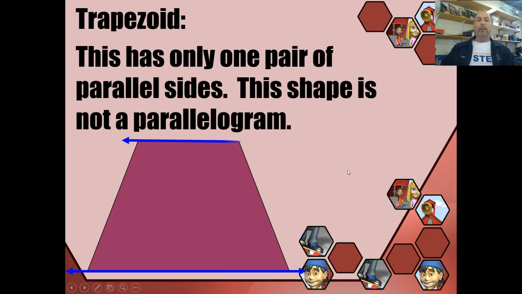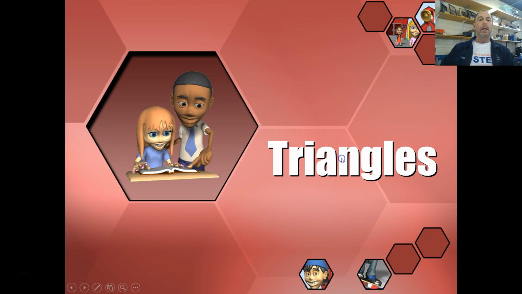Our next shape is a trapezoid. Now, this has only one pair of parallel sides. This shape is not a parallelogram. If you look here, these two sides, the top and the bottom, are parallel, but these two sides, the actual sides of the shape, are running to a point of intersection. And if we were to continue on these lines, they would intersect up here. An easy way to think of a trapezoid is this is what's left when you cut the top off of a triangle. Stay away from the guillotines, kids.